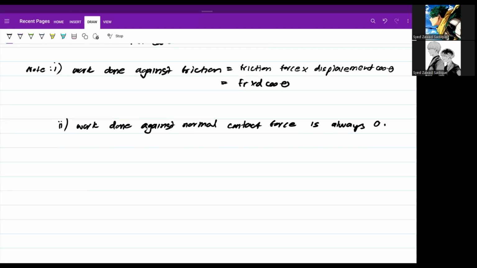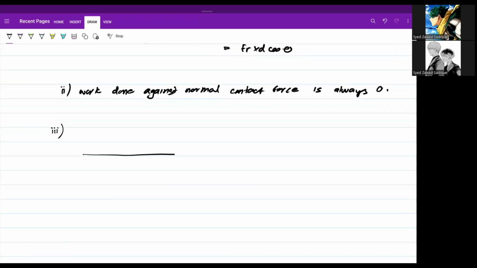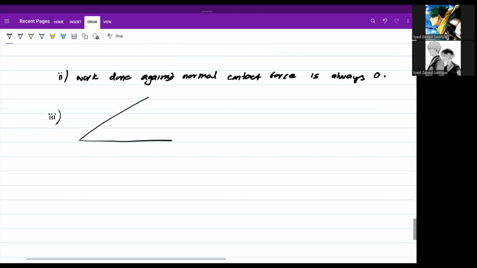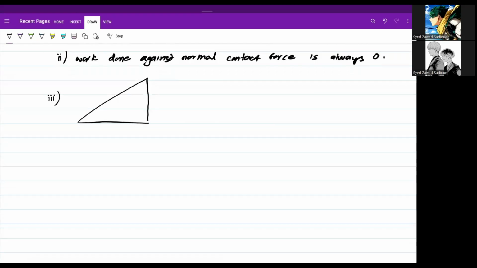Finally, point number three. That is, might have to draw a bit of diagram right here. Watch this. Okay. Now, in some questions, some questions are going to ask you to find work done against the gravity. Then that's going to be an issue. First, let me just draw it and then I'll explain.